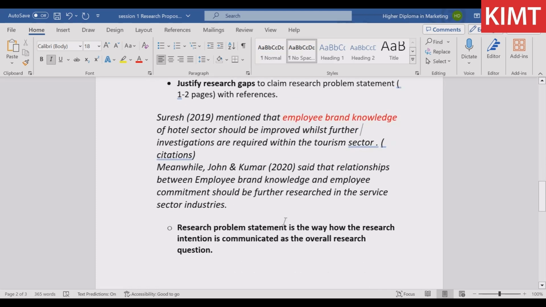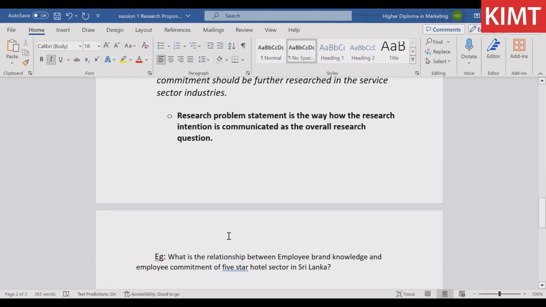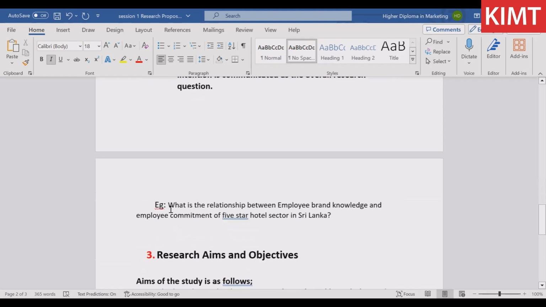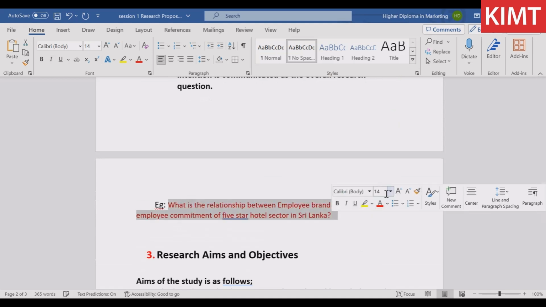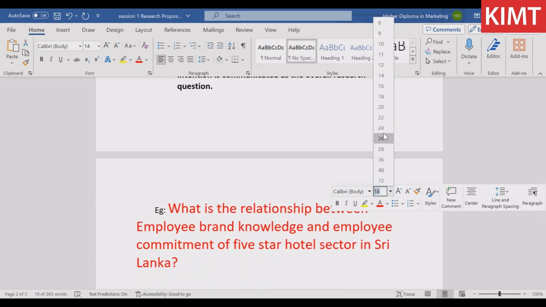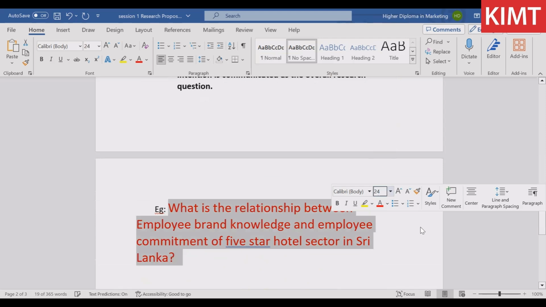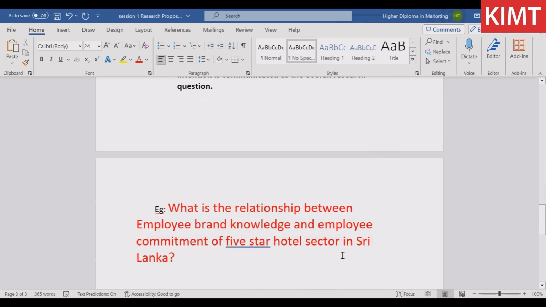So then finally, the same research topic you convert into a question statement. That is called research problem statement, what I mentioned here. So I have given the example also, right? This is the example. Now you can find it. What is the relationship between employee brand knowledge and employee commitment of 5-star hotel sector in Sri Lanka?